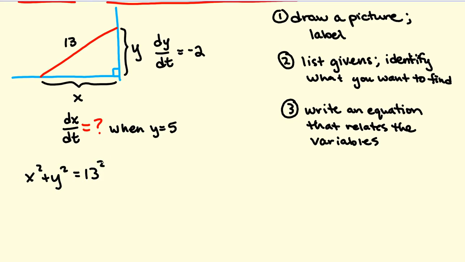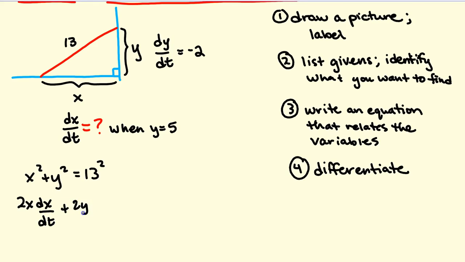Remember, ultimately you want a related rates equation, not a related variables equation. So after you get your equation, you differentiate so that you can relate the rates. So let's do that. We have 2x times dx/dt plus 2y times dy/dt equals 0. Okay, so once we have this, it's time for us to plug in the numbers that we know and solve for the number we're looking for.